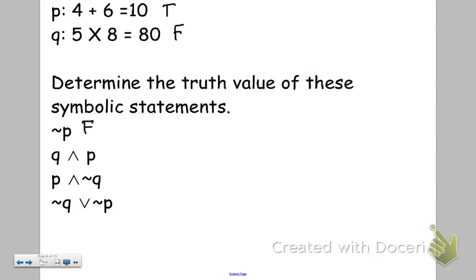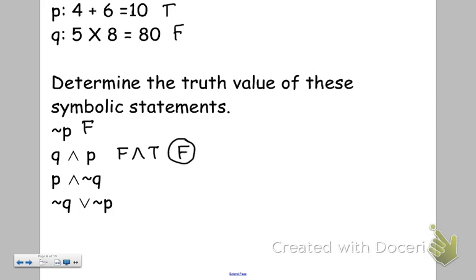Okay. How about Q and P? Okay, Q is false and P is true. When I have and, remember that I need AT and T. I need it to be true, true is true. If I don't have that combination, then it is automatically false. If I have false and true, I don't have that combination, so this would automatically be false.